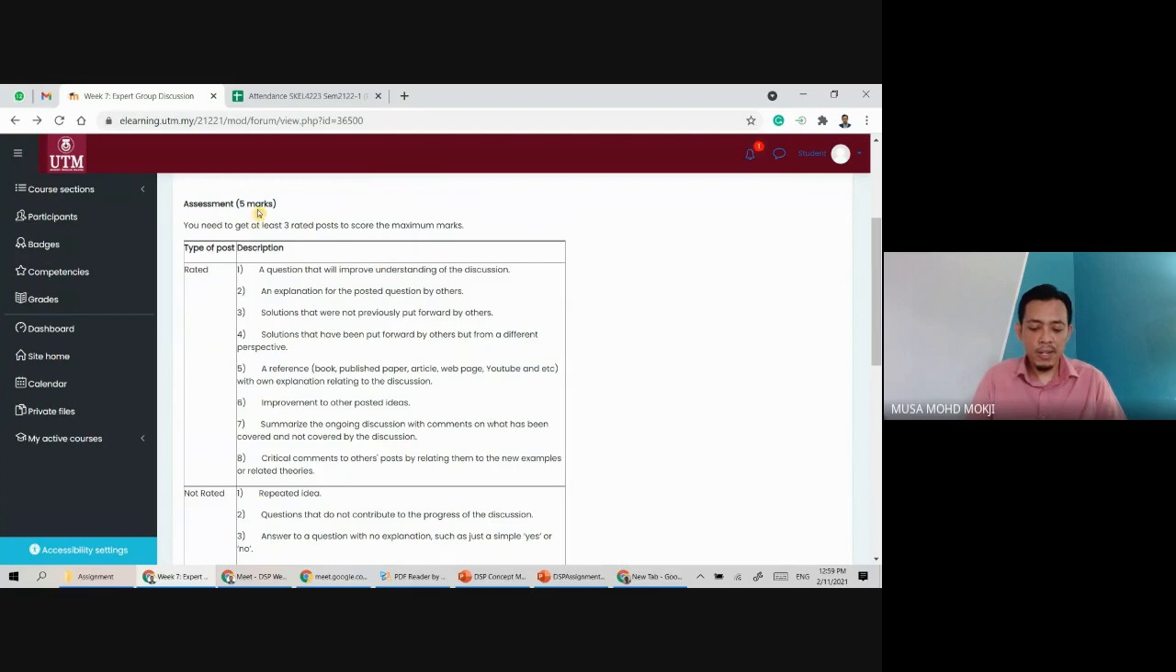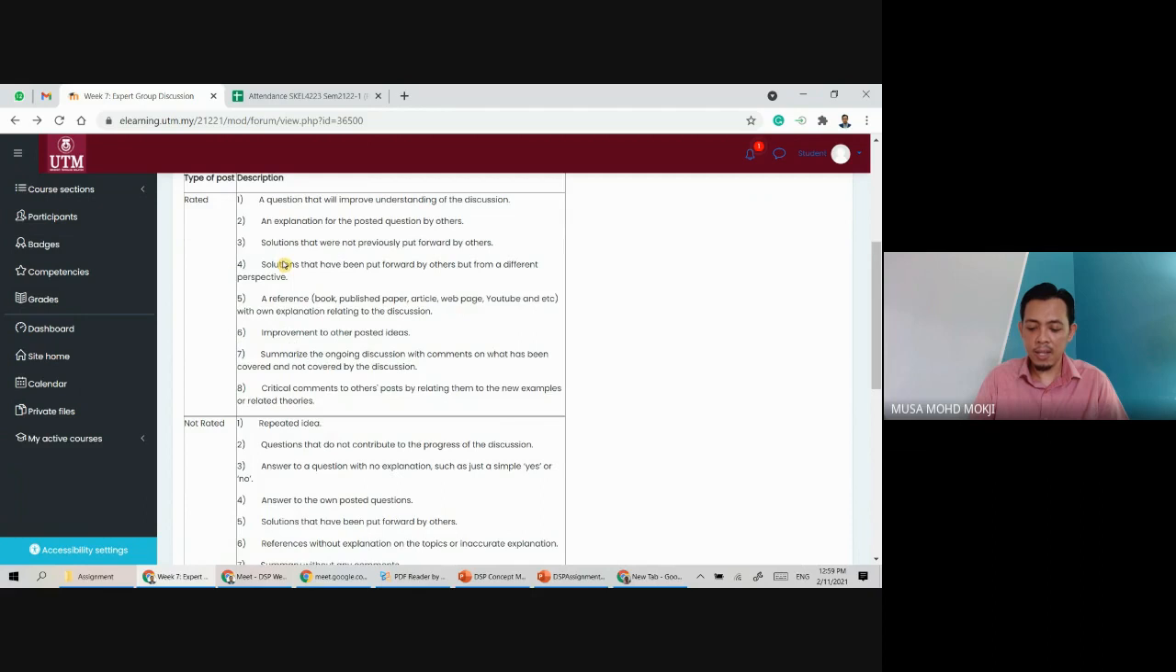See, you need to work together to improve your own notes. To score this discussion, it is 5 marks. So you need to get at least 3 rated posts. So who's going to rate? I'm going to rate the posts, each of the posts, so that you can score the maximum marks. So if you get 3 rated posts, you'll get 5 marks.